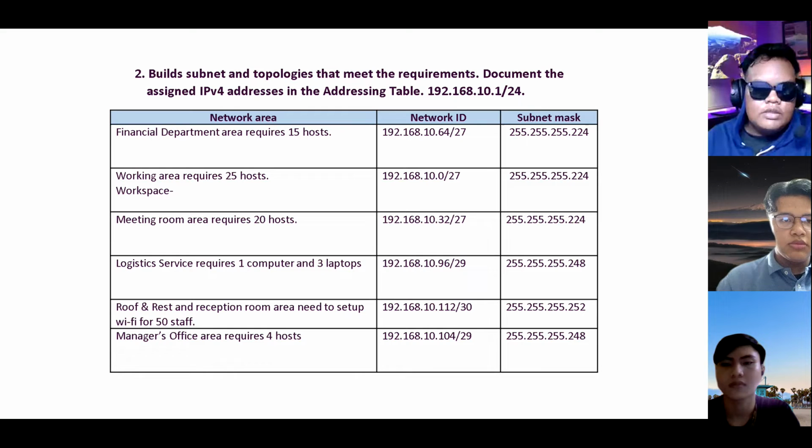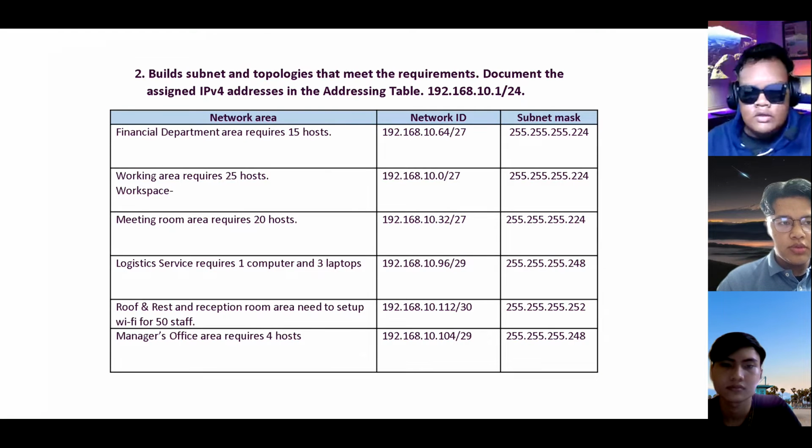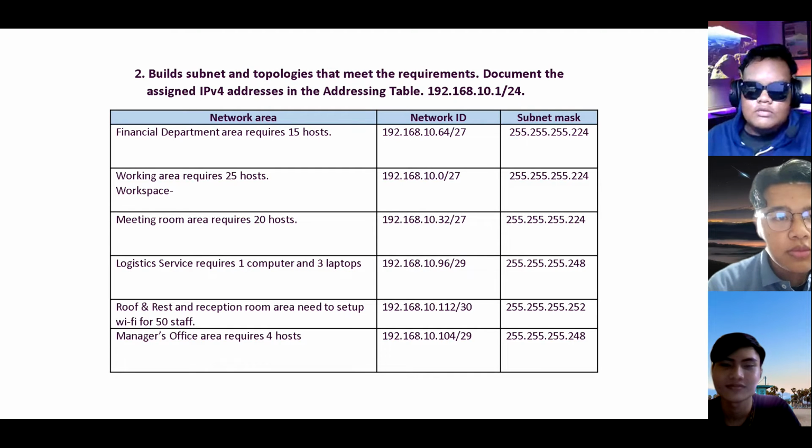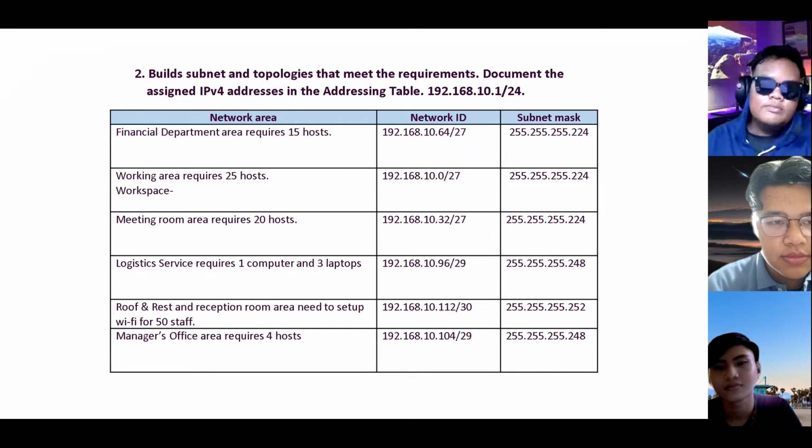The third one is the meeting room area, which requires 20 hosts. The IP address is 192.168.10.32/27. The subnet mask is also the same as the financial department and working area. Okay, for the fourth network area, logistics service requires 1 computer and 3 laptops. The network ID is 192.168.10.96/29, and the subnet mask is 255.255.255.248.